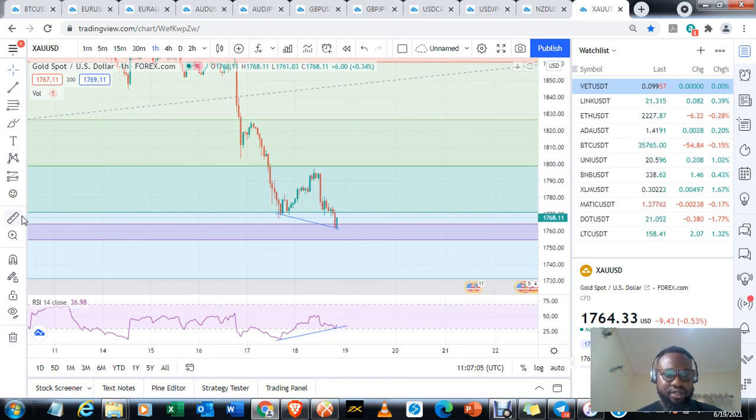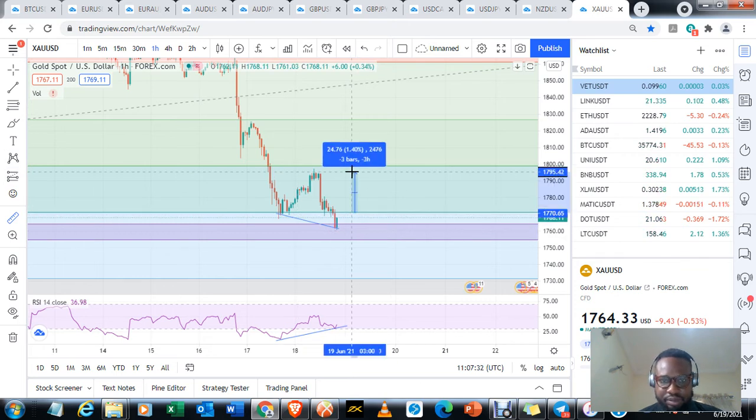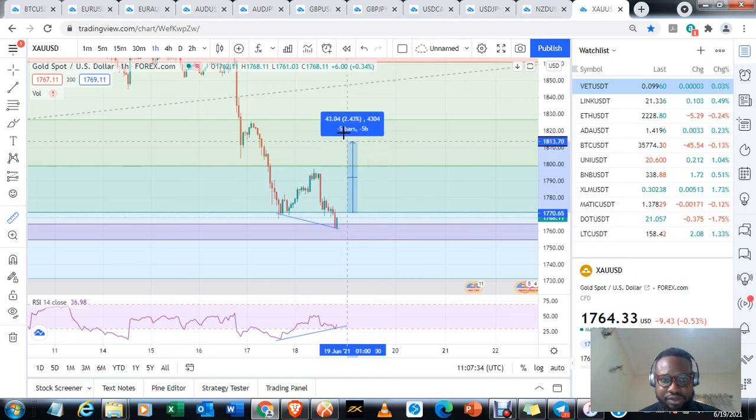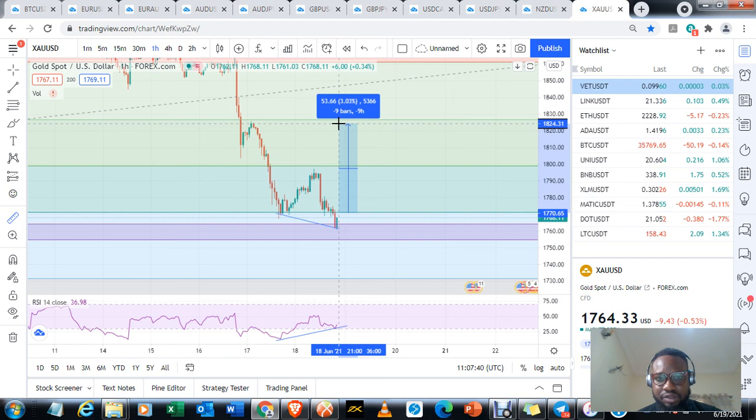So where are my targets, my take profit levels? I'm looking to take profits at this previous support, this previous resistance rather, here and also here. So this is going to be my take profit 1, and this is going to be my take profit 2 level. Assuming we enter the trade from here, this should be about 247 pips for take profit 1, and for take profit 2 this should be about 500 plus pips here.